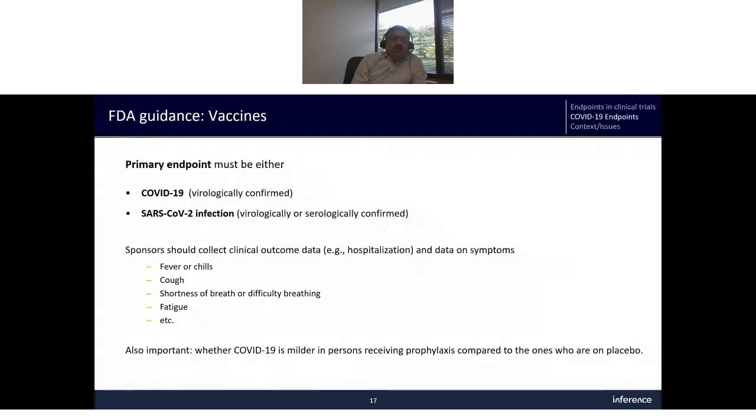Sponsors are also recommended to collect clinical outcome data, including hospitalization, symptoms, etc. It is also important, if the vaccine can be used as a prophylaxis, to see whether COVID-19 is milder in people who are receiving the vaccine compared to the ones who are not.